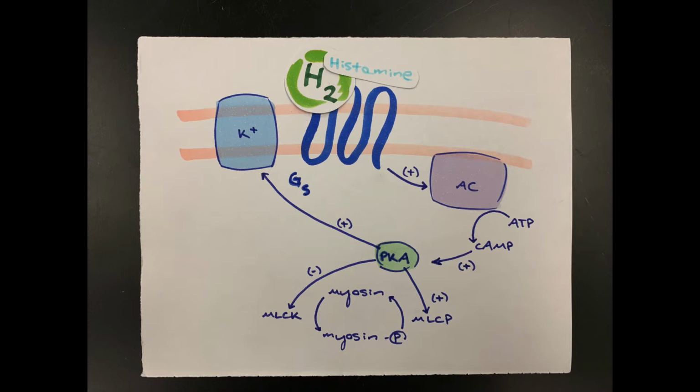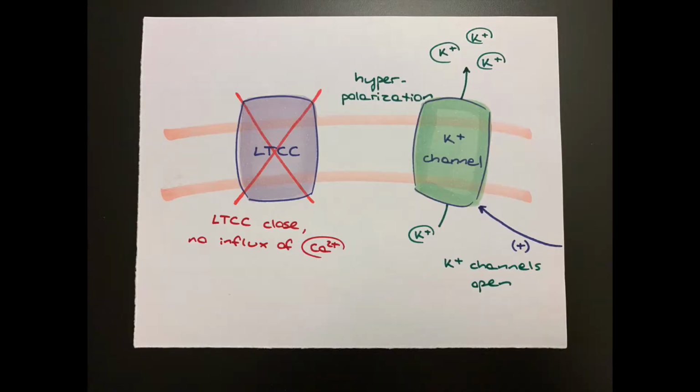Myosin must be phosphorylated in order to bind to actin and initiate ATPase activity at the myosin head to cause contraction of smooth muscle. Activated PKA also causes potassium channels to open and release potassium out of the cell, resulting in hyperpolarization. Then, voltage-gated L-type calcium channels close since the cell is no longer depolarized.